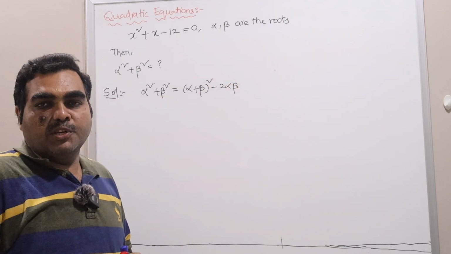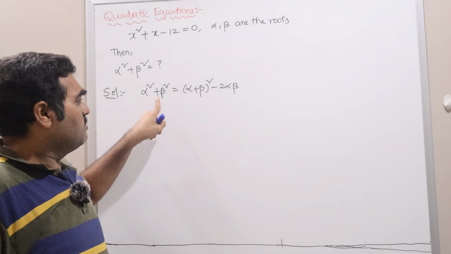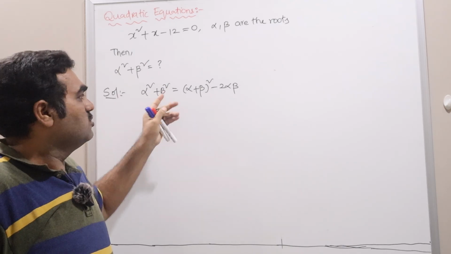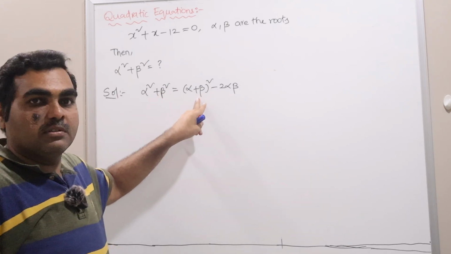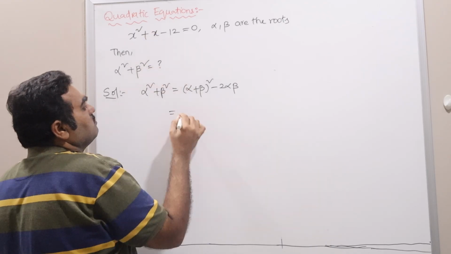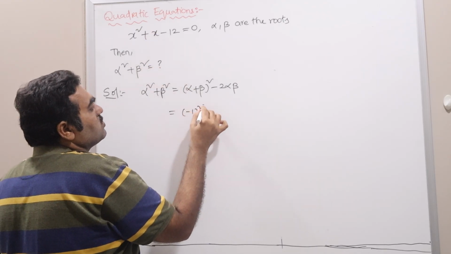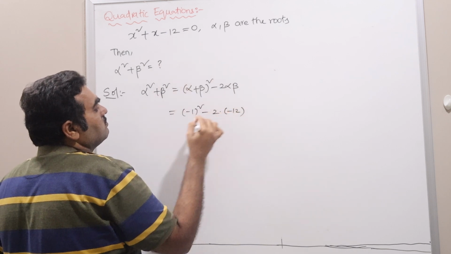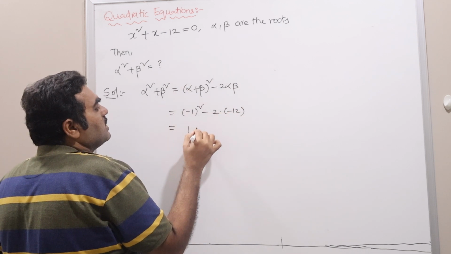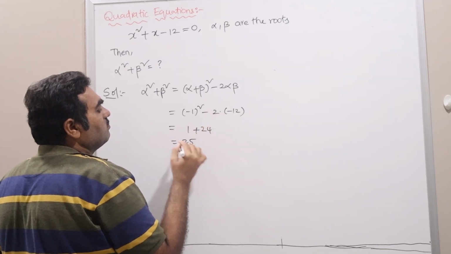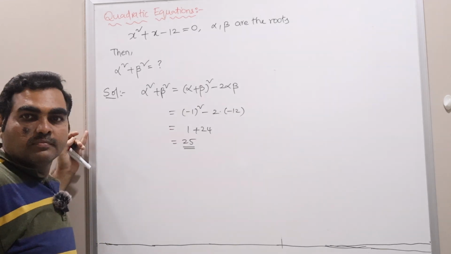Alpha plus beta whole square is equal to alpha square plus beta square plus 2 alpha beta. So we want alpha square plus beta square itself, so we need to subtract 2 alpha beta from this. Now you know what alpha plus beta is. Alpha plus beta is minus 1, whole square, minus alpha beta, which is minus 12. This is equal to 1 plus 24, which is 25. I hope you got it.